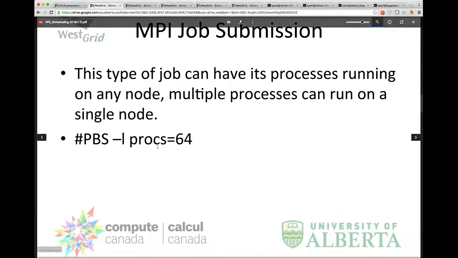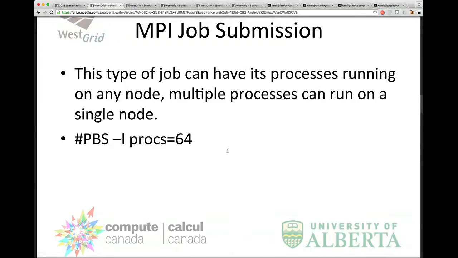Yeah. The advantage of submitting MPI jobs with nodes=10, say, and processors per node=12, is that there's faster communication between processors on the same node than processors to the outside.